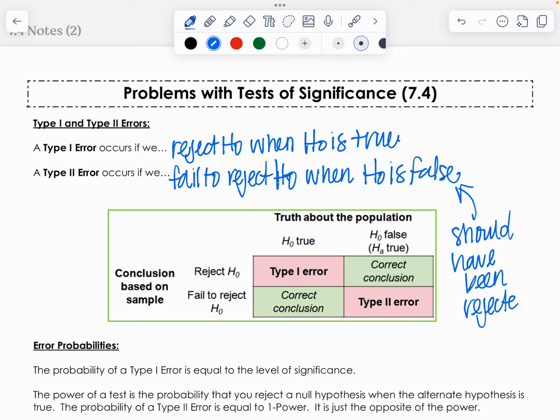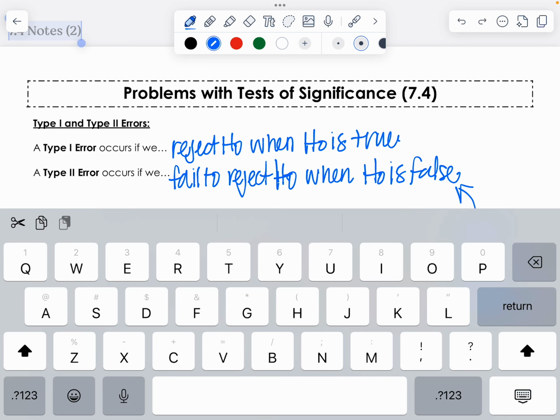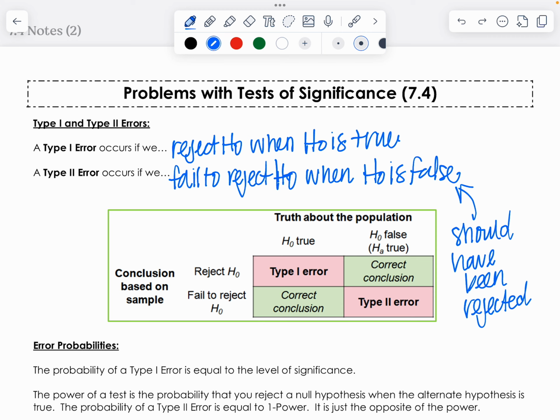And so this table summarizes what we just wrote, right? So a type 1 error happens if we reject the null when the null was true. And a type 2 error occurs if we fail to reject the null when the null is false. All right, and so the other two opportunities are when we do the right thing. We reject when we should have, we fail to reject when we should have.